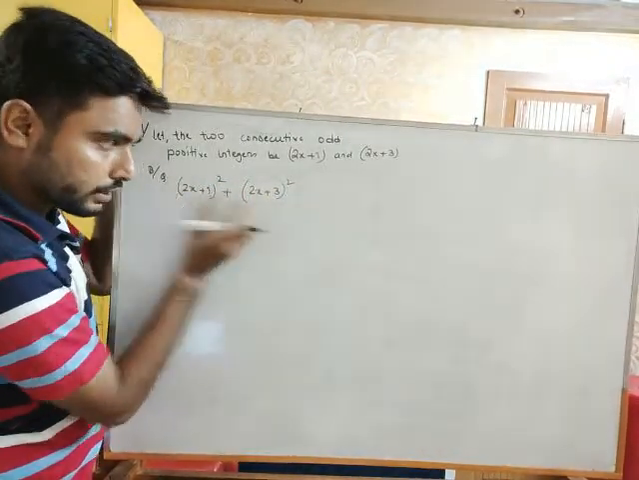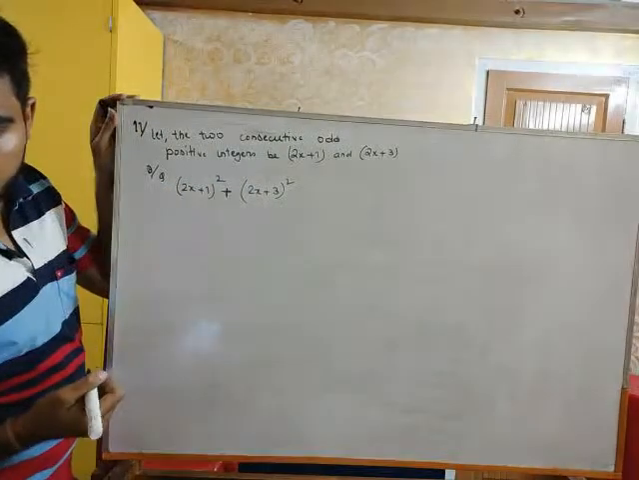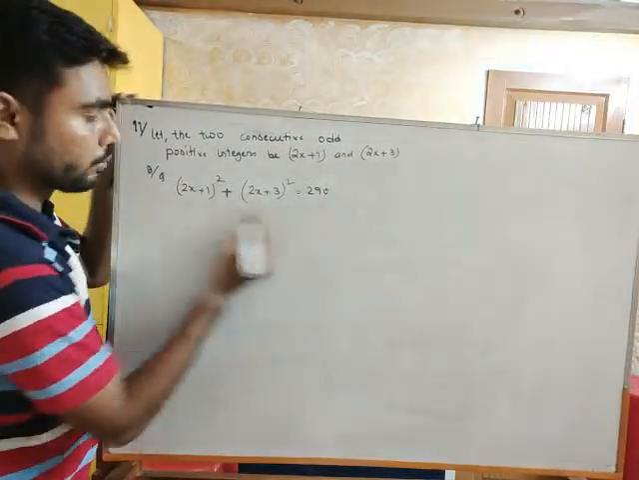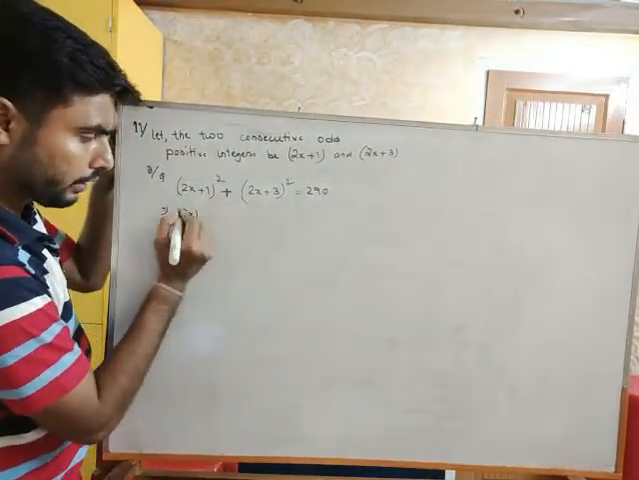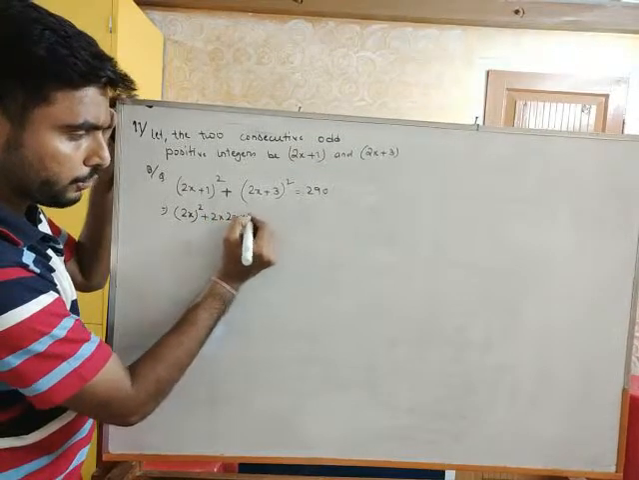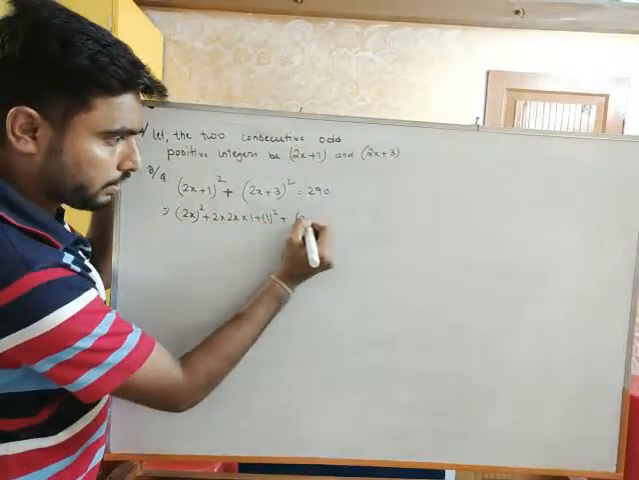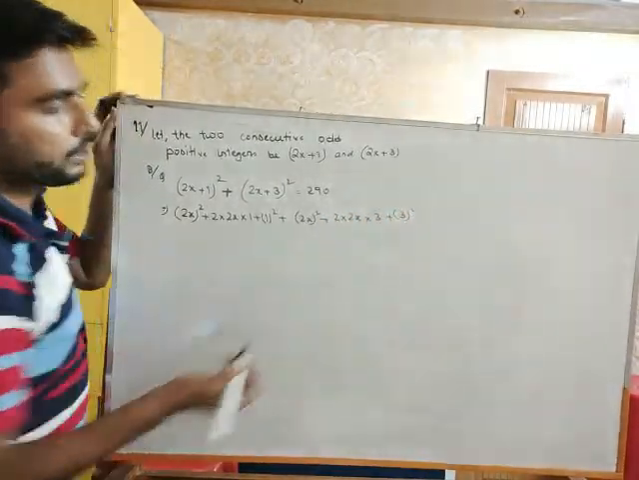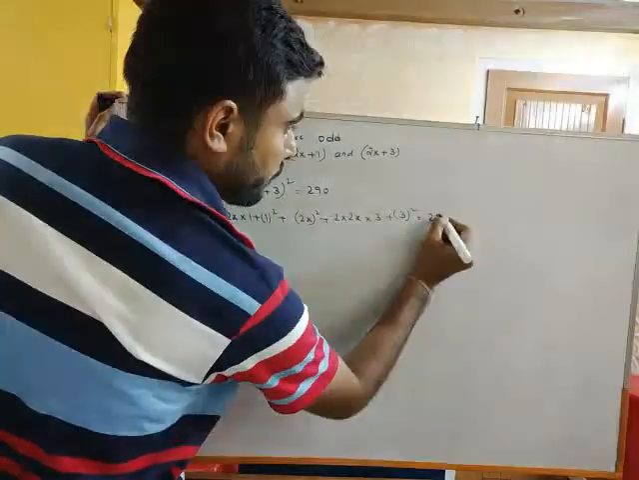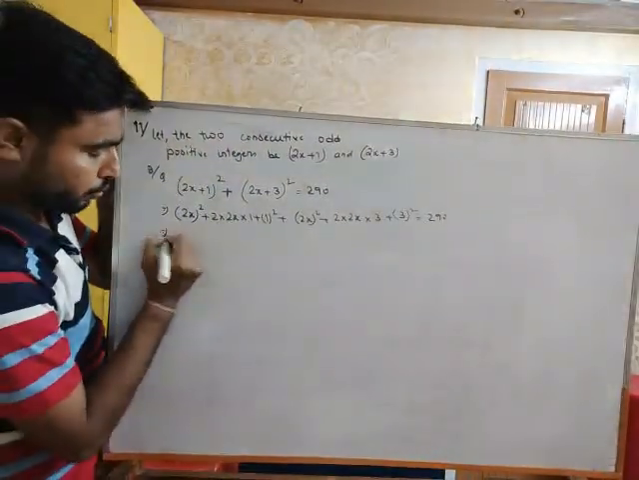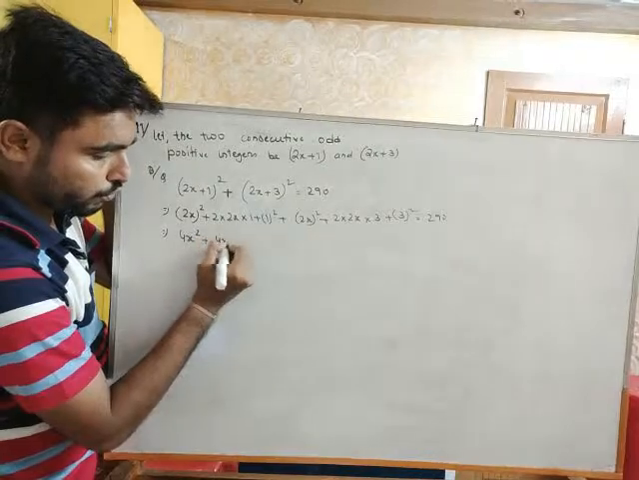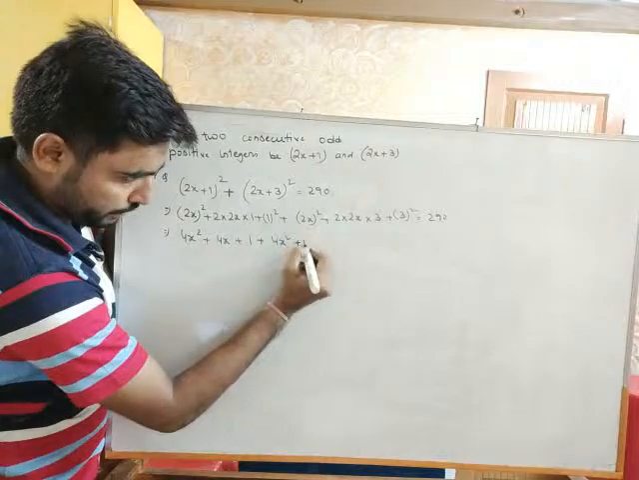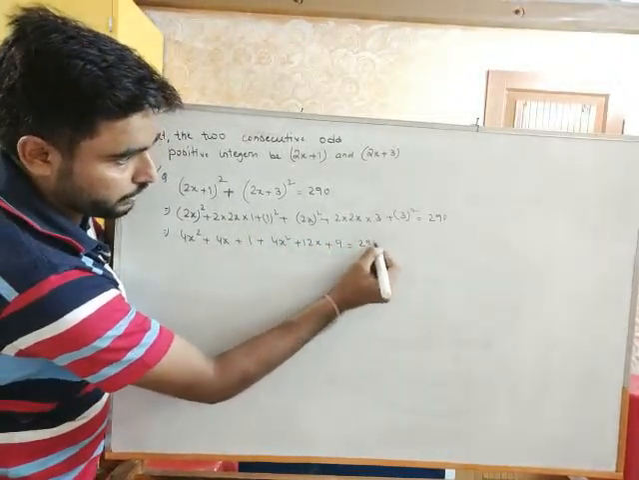I have squared the first and the second and found the sum, and it becomes what? 290. Are you getting it, all of you? Which is equal to 290. So a plus b whole square is a square plus 2ab plus b square. So 2 square is 4, 4x square, 2 into 2 is 4, 4x into 1 is 4x, plus 1, and 4x square, 2 into 2 is 4, 4 into 3 is 12, 12x, plus 9 is equal to 290.